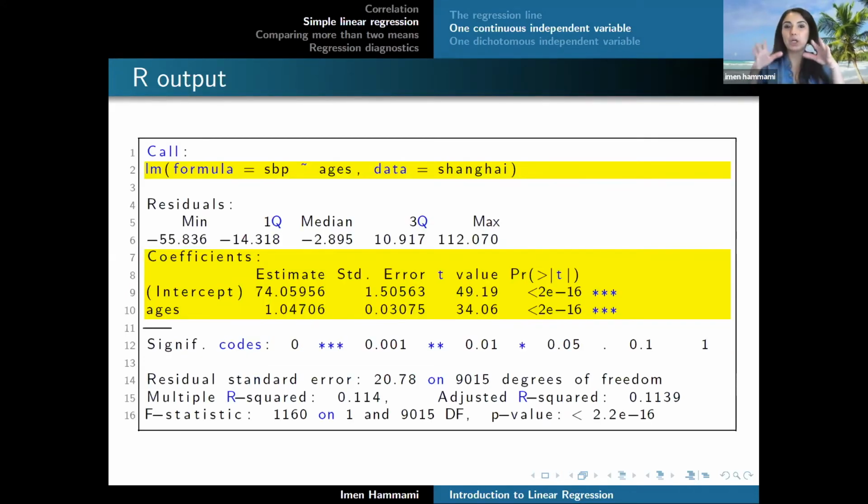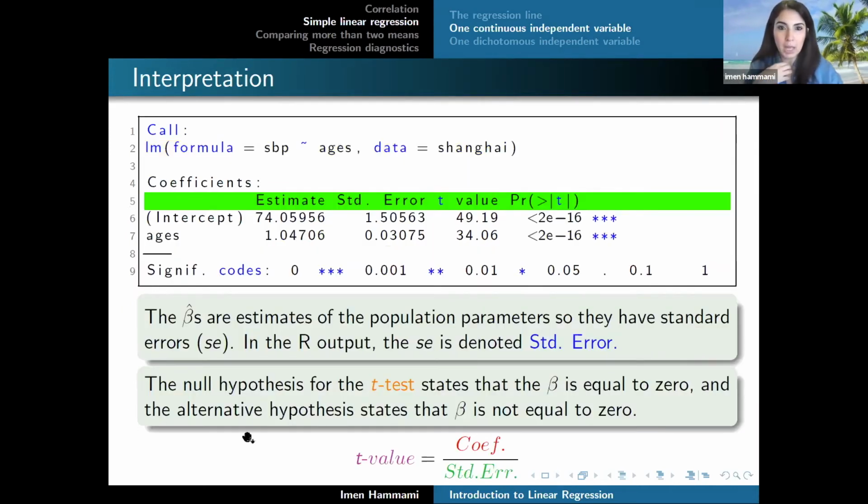Okay, so I have a lot of numbers here. If you remember, we need two things in order to define our line. We need an intercept and we need a slope. And this is what R is going to give you. I'm going to go through the main things point by point. Say this is my main output from R, or from Stata or SPSS.